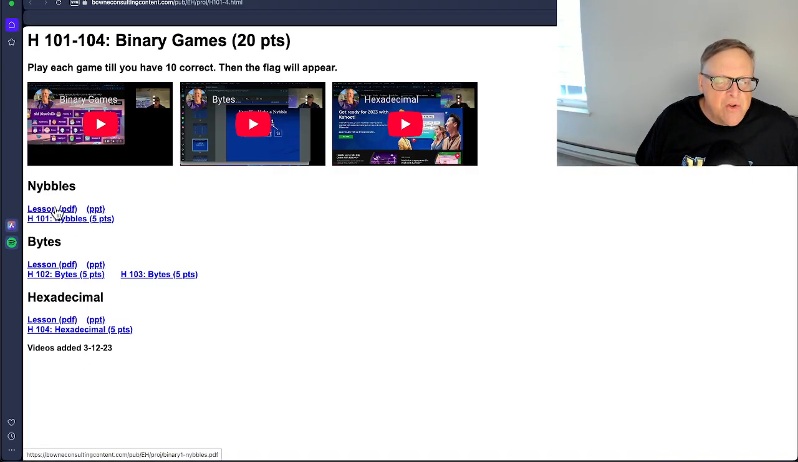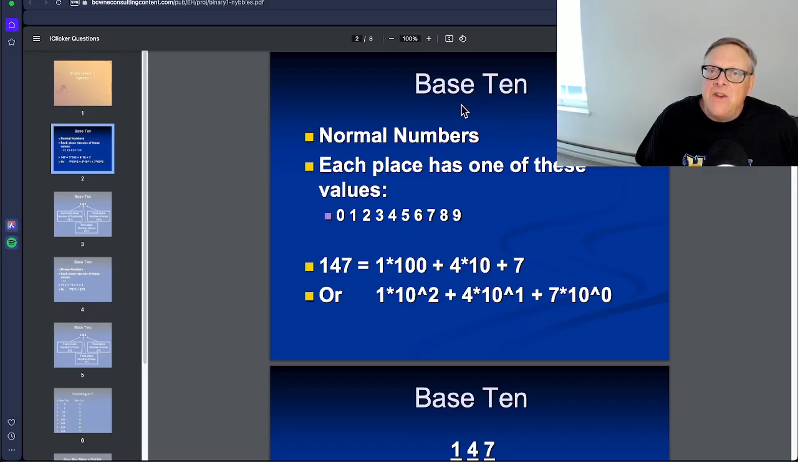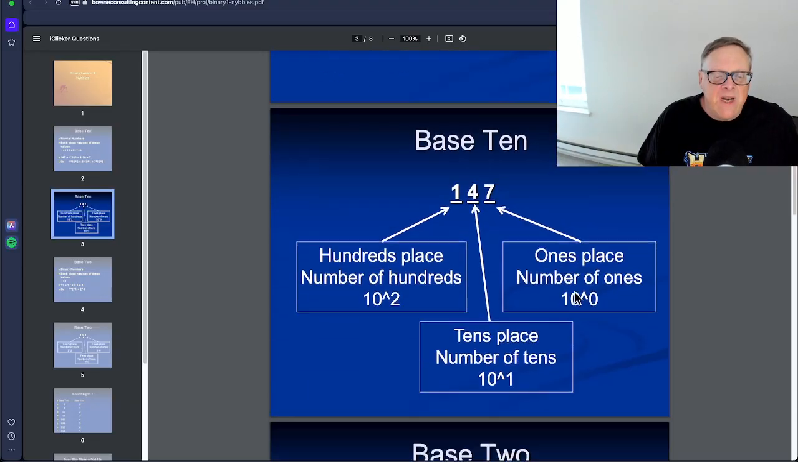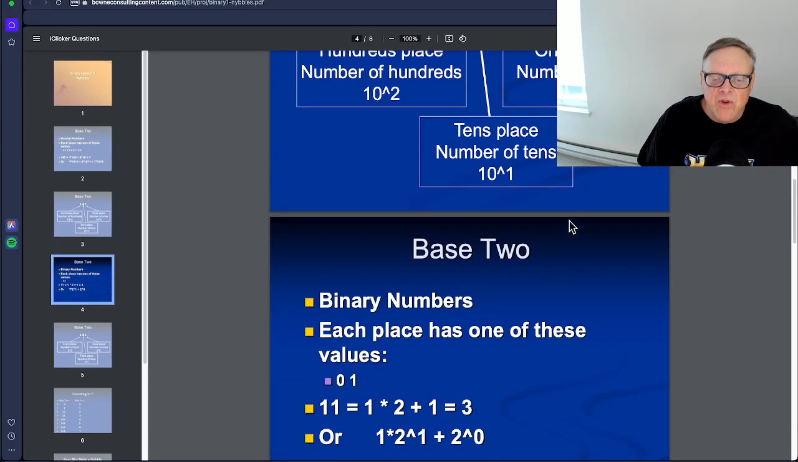If you haven't learned your binary, here's the easy way to learn it. You start with nibbles. Now in base 10, you're already used to this. If I write down 147, you know that means 1 times 100 plus 4 times 10 plus 7. You could say that's 1 times 10 squared, 4 times 10 to the 1, and 7 times 10 to the 0. That's base 10. The number on the right is the ones, the next number is the number of tens, the next is the number of hundreds. That's the system we're all used to.